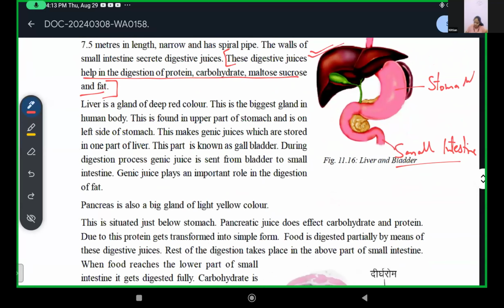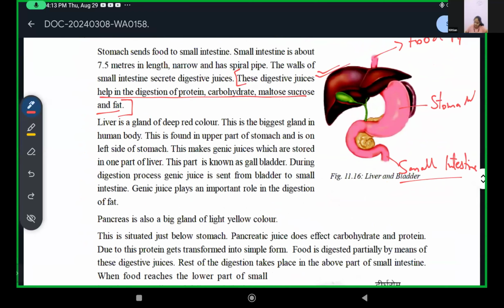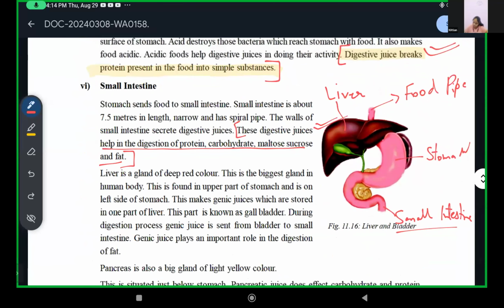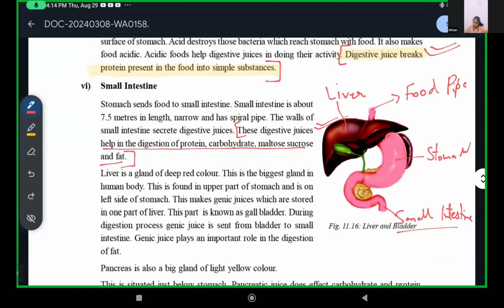Liver is a gland of deep red color. Okay, this is the liver. This is the biggest gland in the human body. It is found in the upper part of the stomach and is on the left side of the stomach. Can you see this on the left side? Like the upper part of the stomach and on the left side of it.